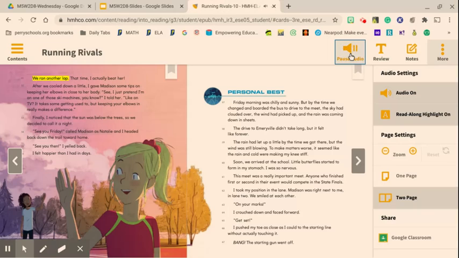We ran another lap. That time, I actually beat her. After we cooled down a little, I gave Madison some tips on keeping her elbows in close to her body. See, I just pretend I'm one of those ski machines, you know? I told her, like on TV. It takes some getting used to, but keeping your elbows in really makes a difference. Finally, I noticed that the sun was below the trees, so we decided to call it a night. See you Friday, called Madison, as Natalie and I headed back down the trail toward home. See you then, I yelled back. I felt happier than I had in days.